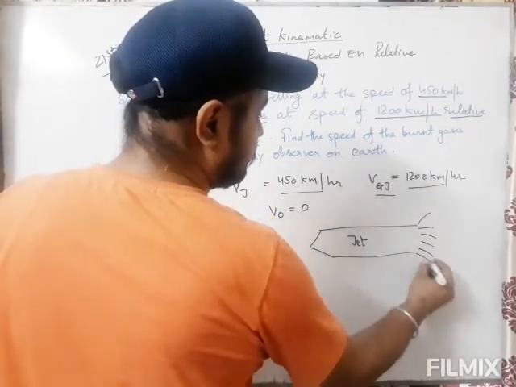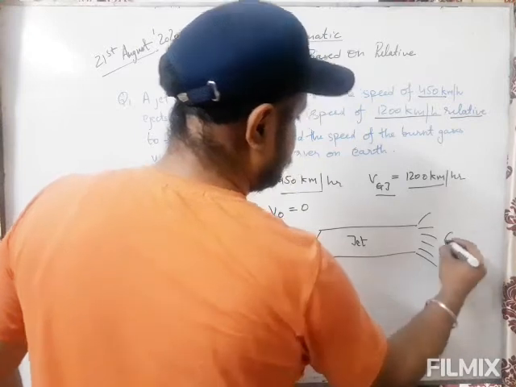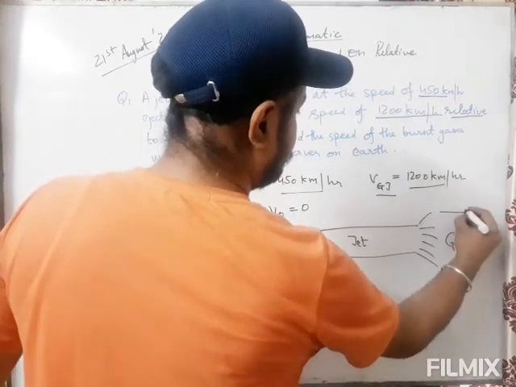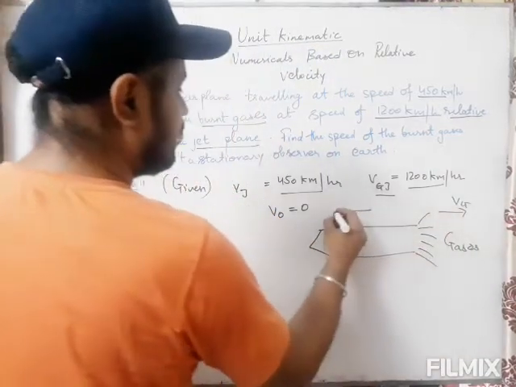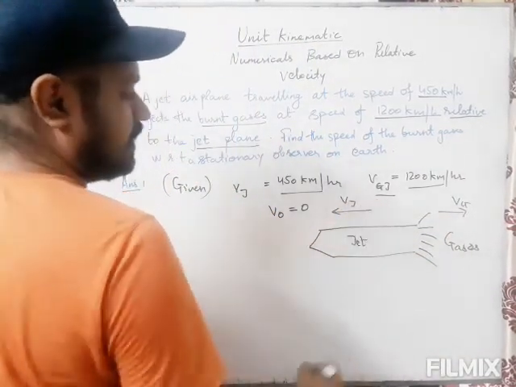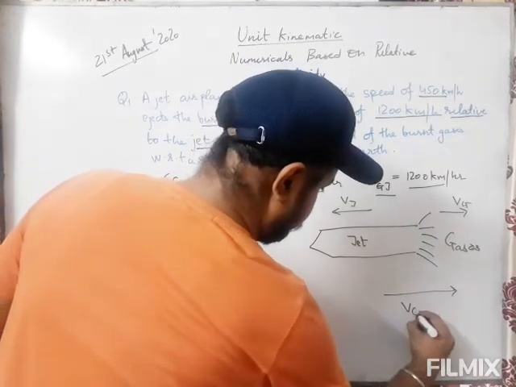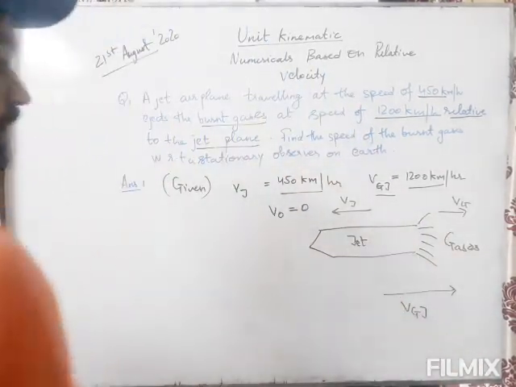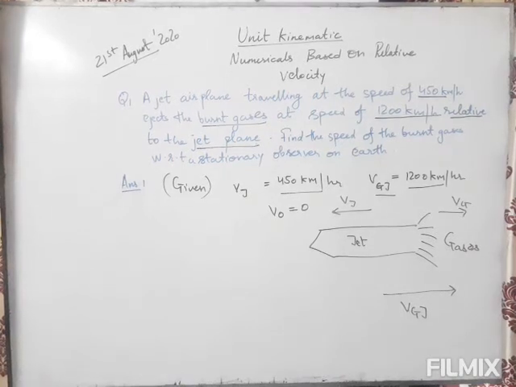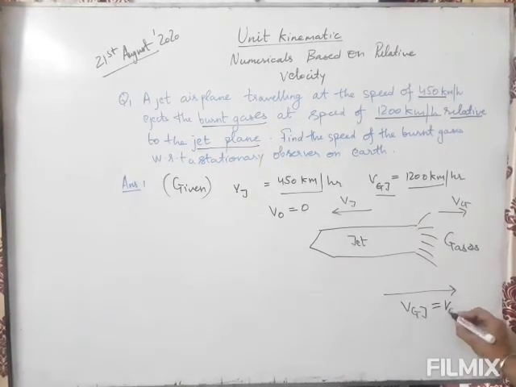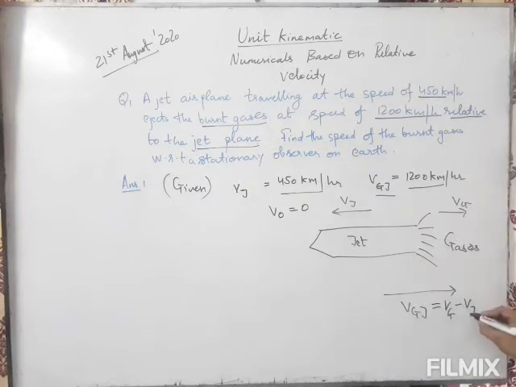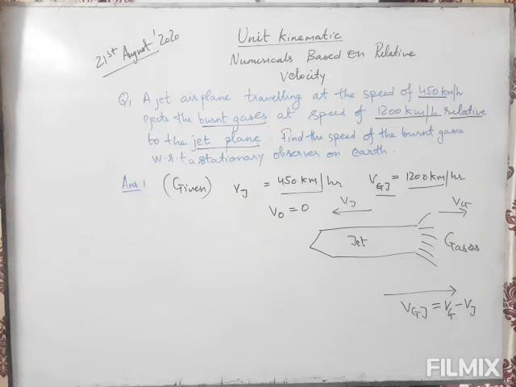These are the gases which are being emitted by the jet, released over here. So the velocity of gas will be over here, the velocity of jet will be over here, and the velocity of gas with respect to jet will be shown over here. And the formula for the relative velocity is: for the quantity which we have to find out, gas with respect to jet, we will be subtracting. It will be written as VGJ equal to VG minus VJ.